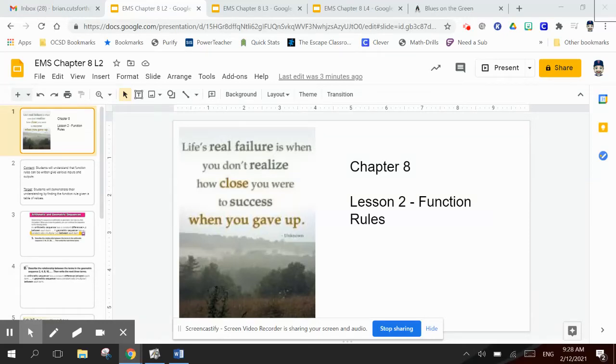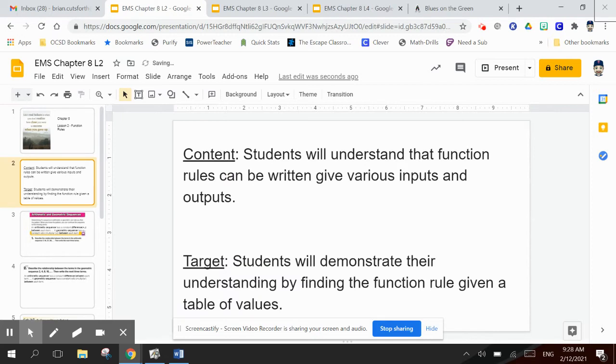Chapter 8, Lesson 2, Function Rules. Our content target: students will understand that function rules can be written when given various inputs and outputs. Our content target: students will demonstrate their understanding by finding the function rule given a table of values.